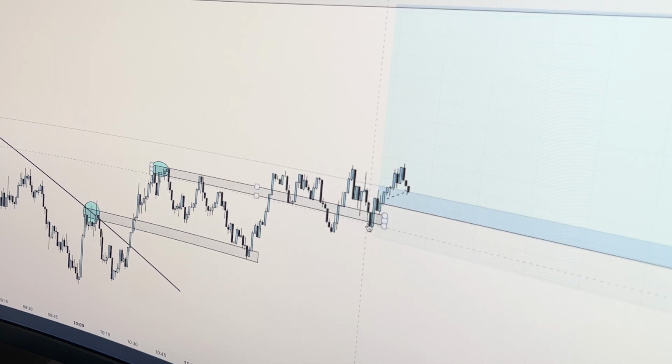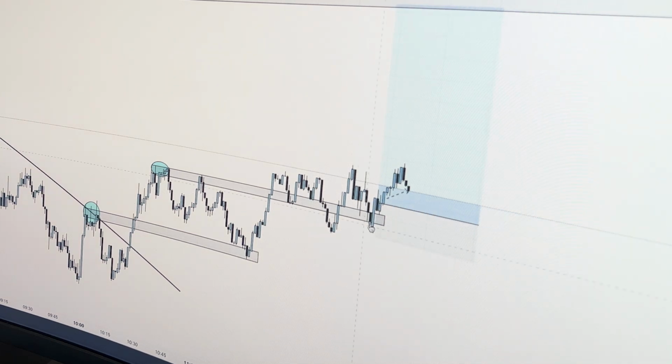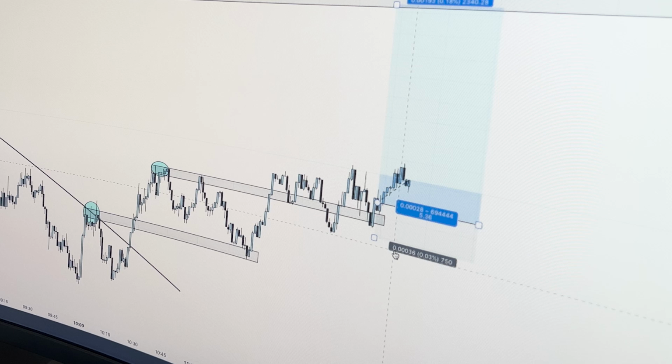So the reasoning for the entry, as you can see, we pulled back, but then we had this nice bullish candle showing us that buyers are stepping into the market again. And that was the reasoning for our entry. Reasoning for our stop loss: just below the low, safe entry, safe stop loss, just in case we pull back. We want to be out of the market if that happens.